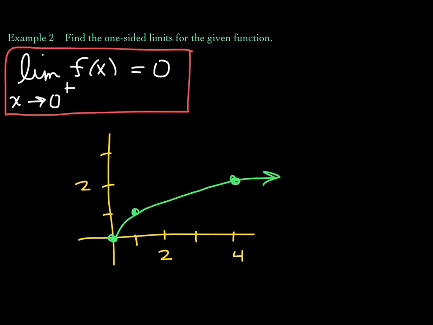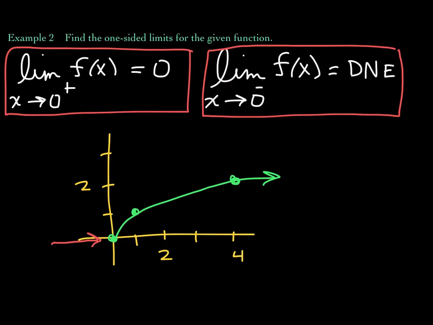Now let's consider the left-hand limit. So I'm allowing x to approach 0 from the left. The problem here is that the function is not defined for x values that are less than 0. So the graph does not even exist over here. Therefore, the left-hand limit does not exist.